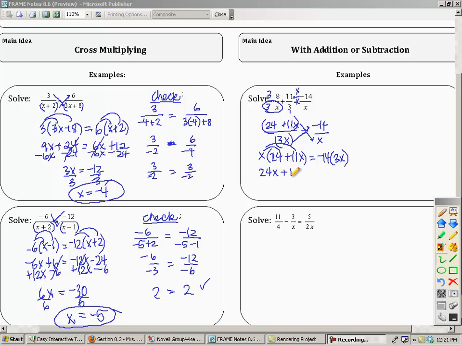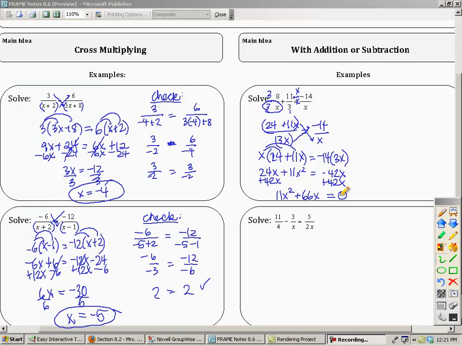24x plus 11x squared equals negative 42x. Whenever you see an x squared and an x, you have to get it equal to 0, so we're going to add 42x. What I end up getting is 11x squared plus 66x equals 0.